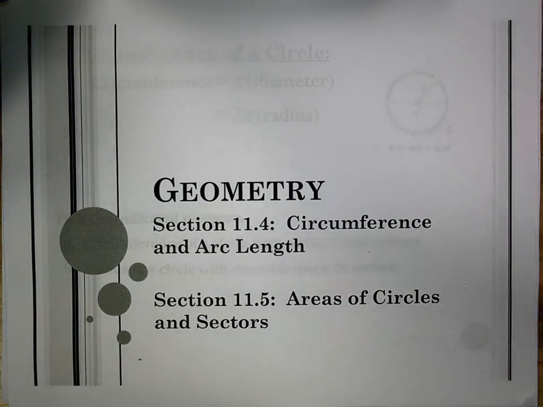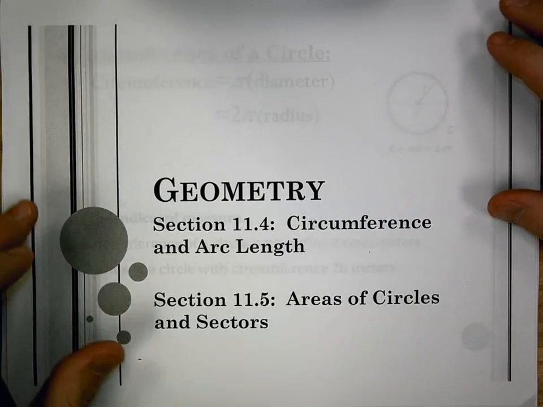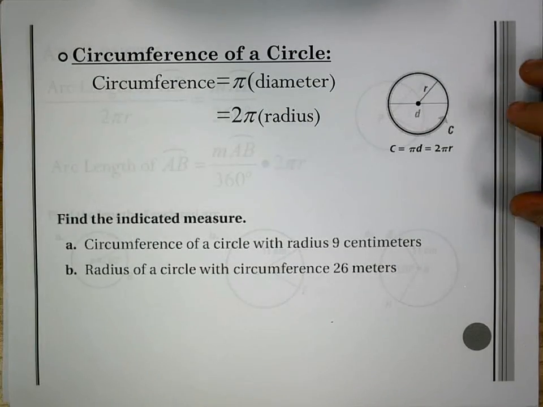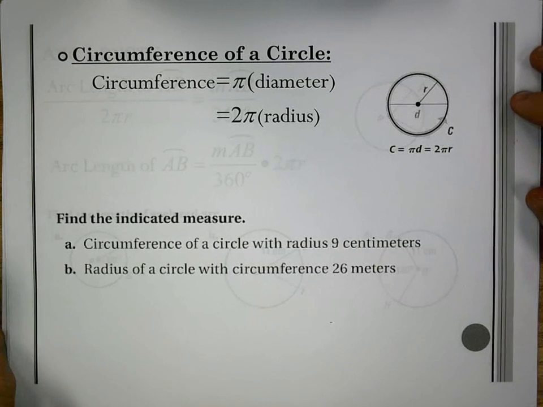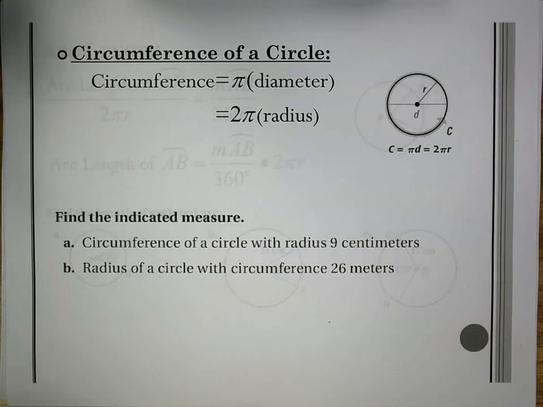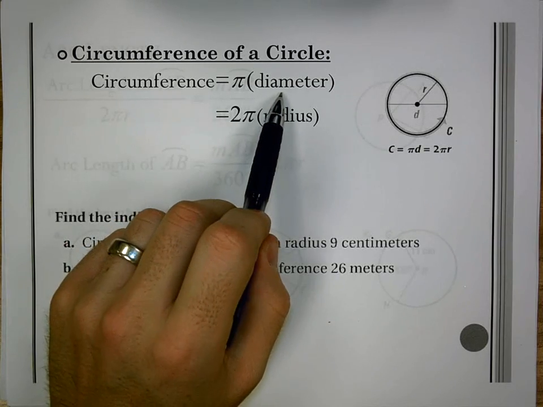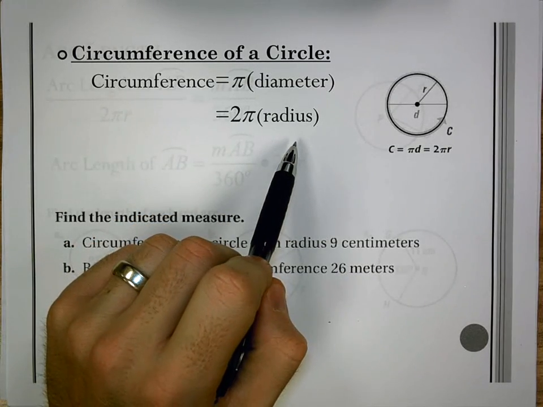In this video, we're looking at sections 11.4 and 11.5 together. They're actually very nicely combined sections because we're looking at circumference of a circle and area of a circle. So in 11.4, we look at first circumference of a circle. We actually have two formulas to choose from for circumference: pi times diameter, or 2 pi times the radius.